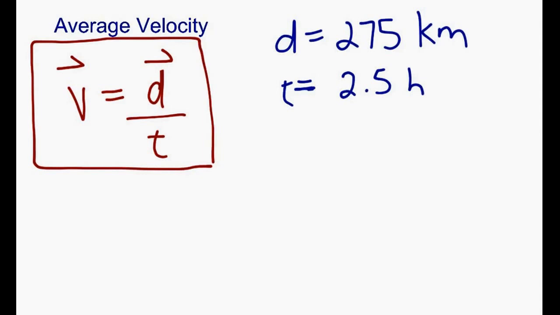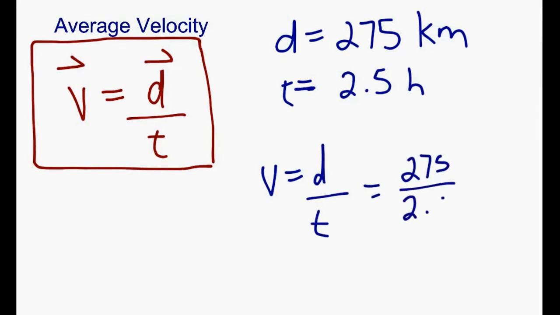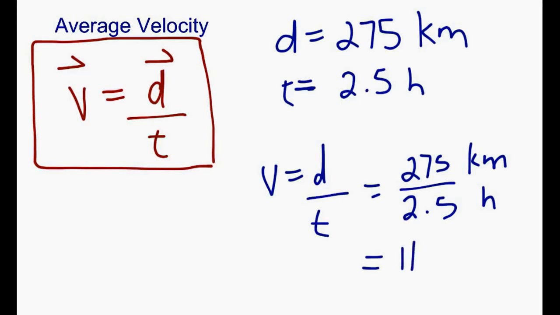But often we just want to know what our average speed is for the entire trip. So we can just use this formula, velocity equals distance divided by time, plug in our numbers, 275 divided by 2.5. You can write the units in here, sometimes that helps to keep track of them. And we do our calculation, and we're done. Pretty easy calculation. 275 divided by 2.5 gives us 110. So our average speed was 110 kilometers per hour.